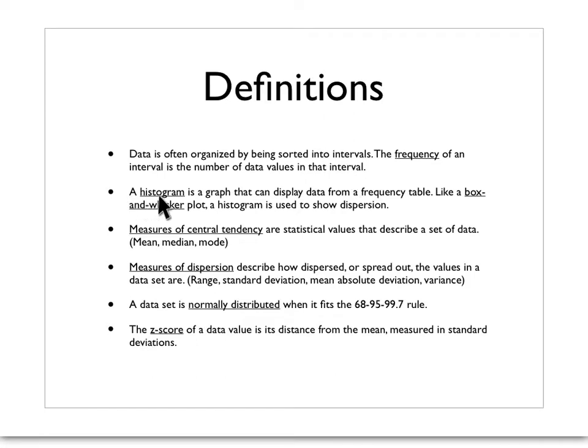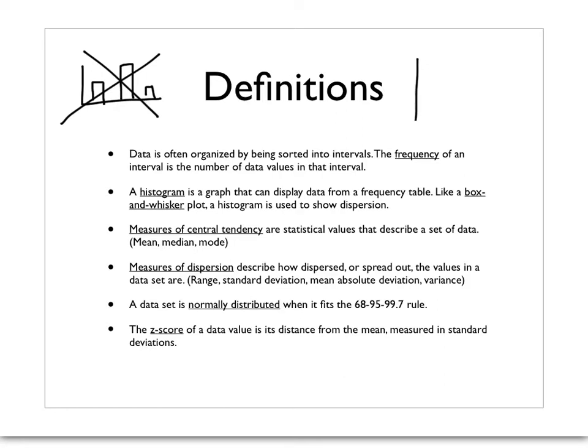A histogram is a graph that can display data from a frequency table. Like a box and whisker plot, a histogram is used to show dispersion. So a histogram looks a little bit like a bar graph, but it's continuous. Now when you draw a bar graph, it's distinct bars. So say, for example, I had a bar graph, I would have a bar, another bar, like that. That's not what a histogram is.